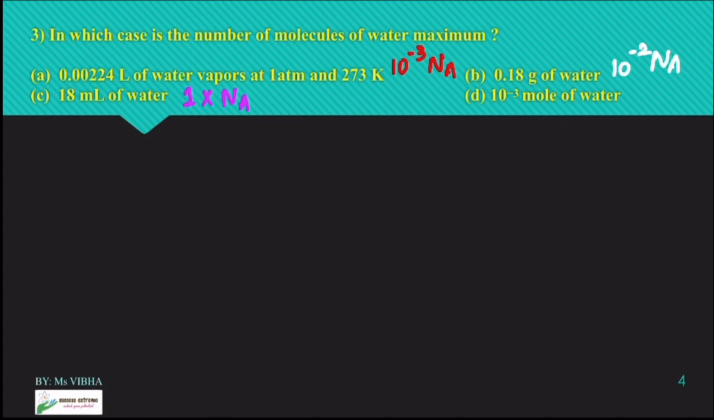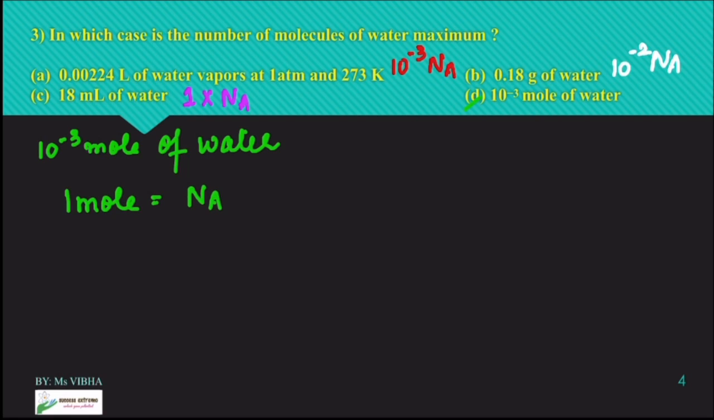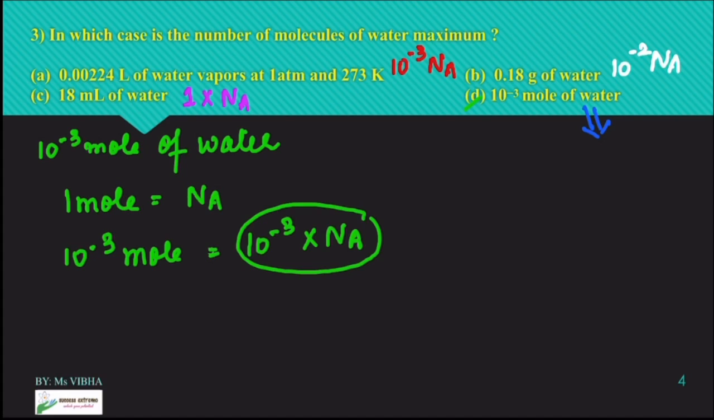Next, we will be calculating the number of molecules in 10 raised to power minus 3 moles of water. We know that 1 mole is equal to Avogadro number. So 10 raised to the power minus 3 moles of water will be equal to 10 raised to the power minus 3 into Avogadro number. So the number of molecules in the fourth part is 10 raised to the power minus 3 Avogadro number. After comparing all the values, option C is the correct answer. That means 18 ml of water contains the maximum number of molecules of water.